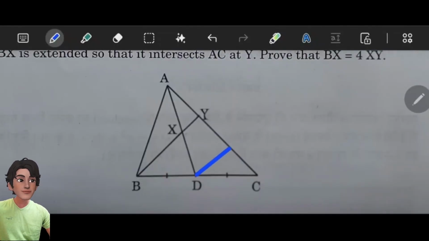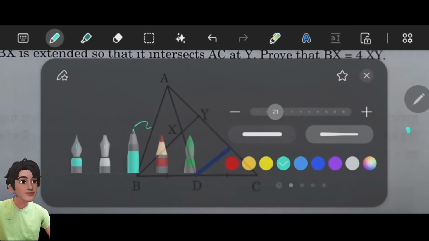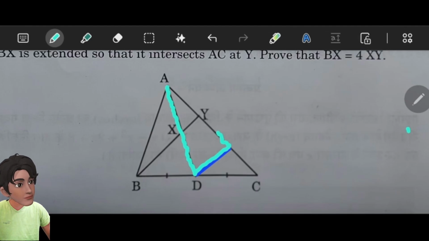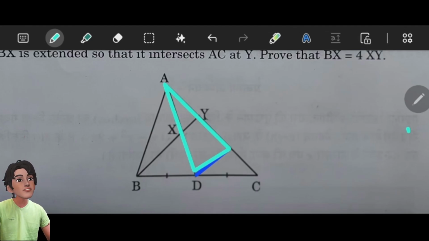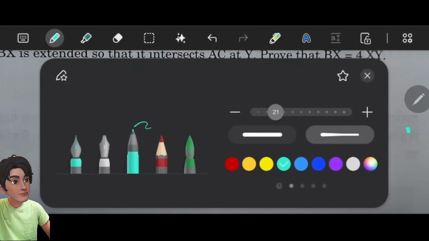Now the first step here is to draw a line parallel to BY starting from D and intersecting AC at E. Now we can see two triangles getting shaped. One is triangle ADE, which I am marking in green color here, and the other triangle is triangle YBC, which I am going to mark in the yellow color now.